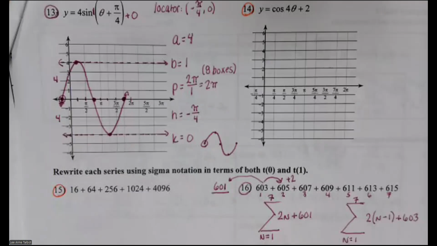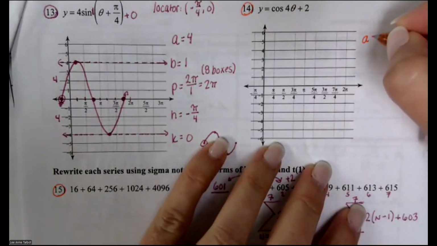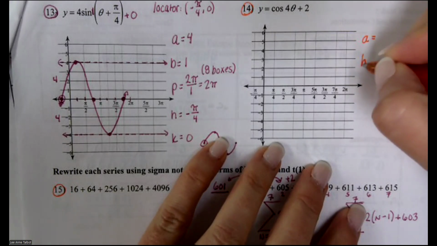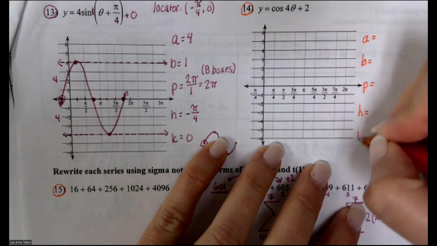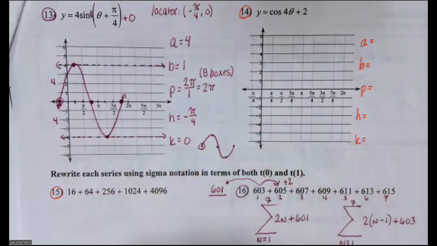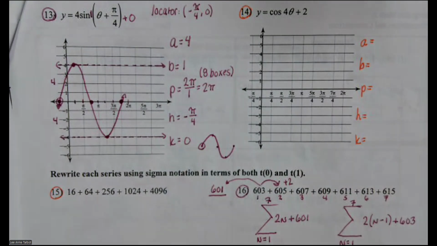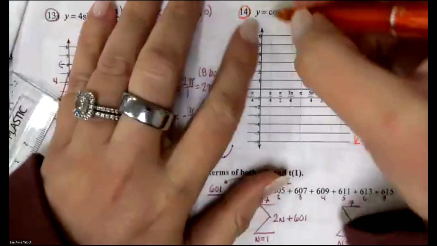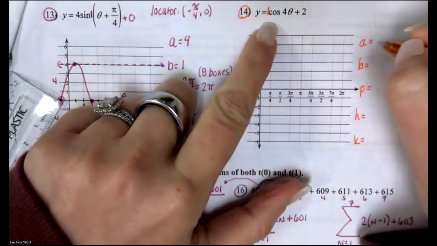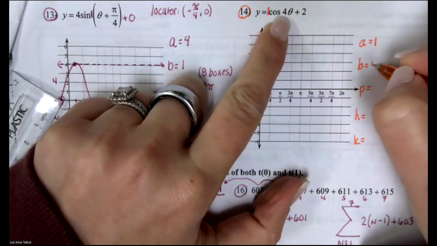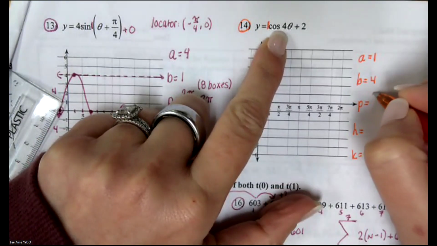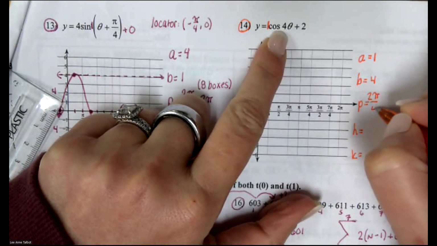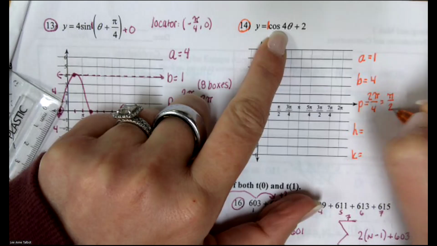Okay, so 14 and 15: A equals, B equals, P equals, H equals, K equals. Okay, in this one, A is 1, B is 4, period is 2 pi over 4, which is pi over 2.